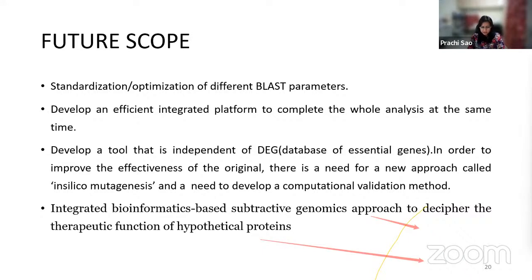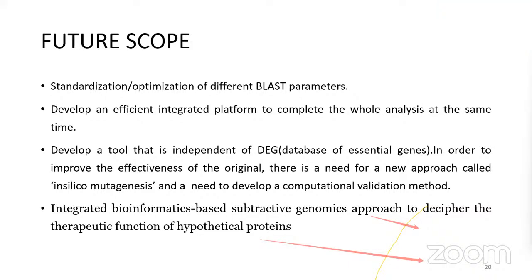And there has to be an independent tool for DEG, because this database is the main filter criterion in this whole study. When we are eliminating some of the sequences, we have to make sure that they are very well studied in various organisms. So we have to develop a platform for genes which are not very well studied in bacteria generally, but are very unique in some strains or some particular pathogen. We can develop this tool for those types of sequences.